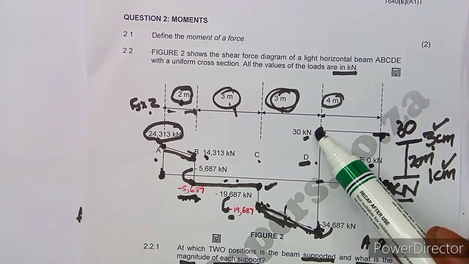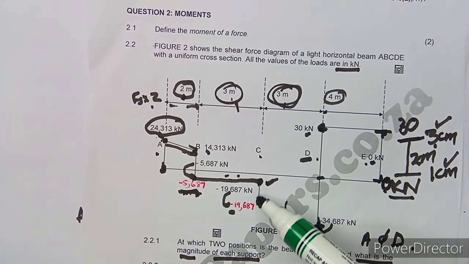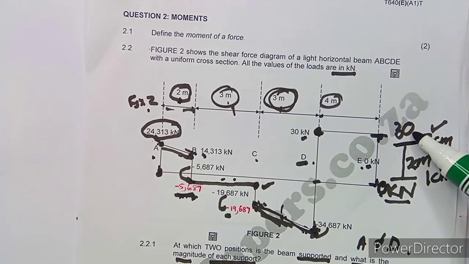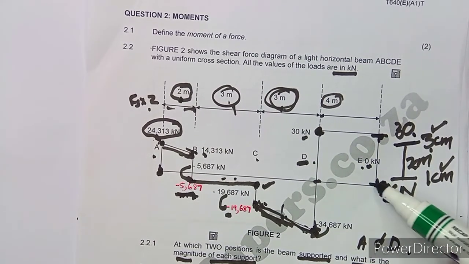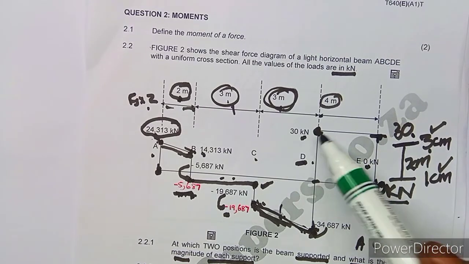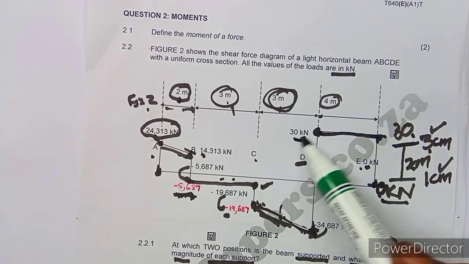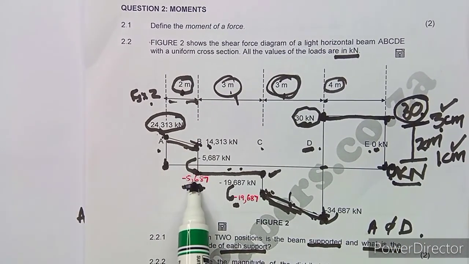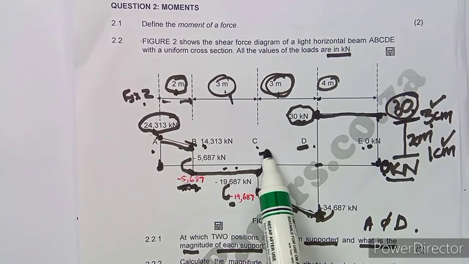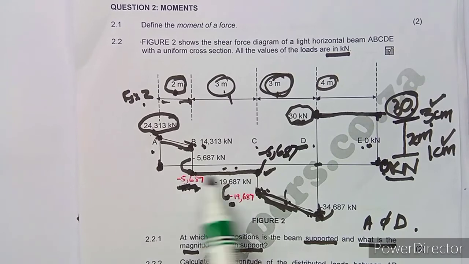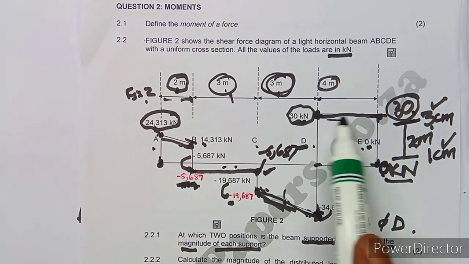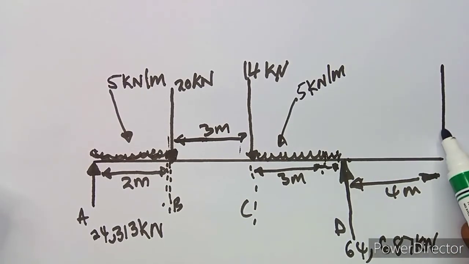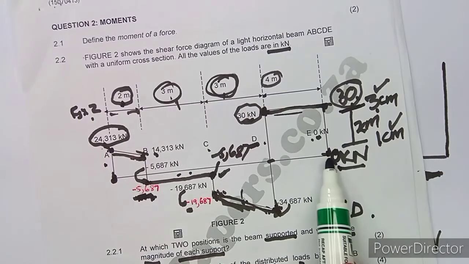Remember what you're just doing: the upper value minus the lower value. At this point is 30, so it's 30 minus 0. So you're going to obtain what? A 30, because this is a horizontal line. So if this is 30, this point is also 30, just like what we did here. If this is minus 5,687, this is also minus 5,687, because it's a straight line. So 30 minus 0 is 30. But it's going downwards because it's not a support, and it's at the end of the line.